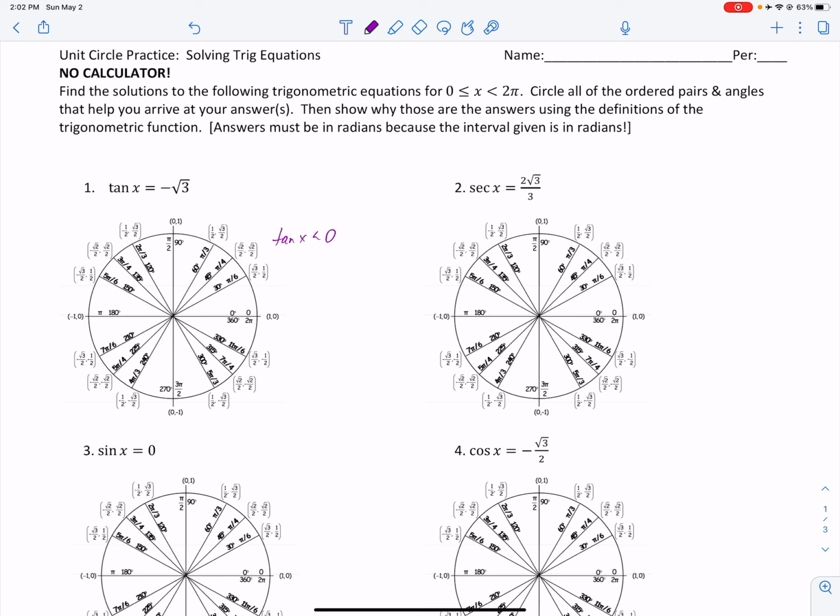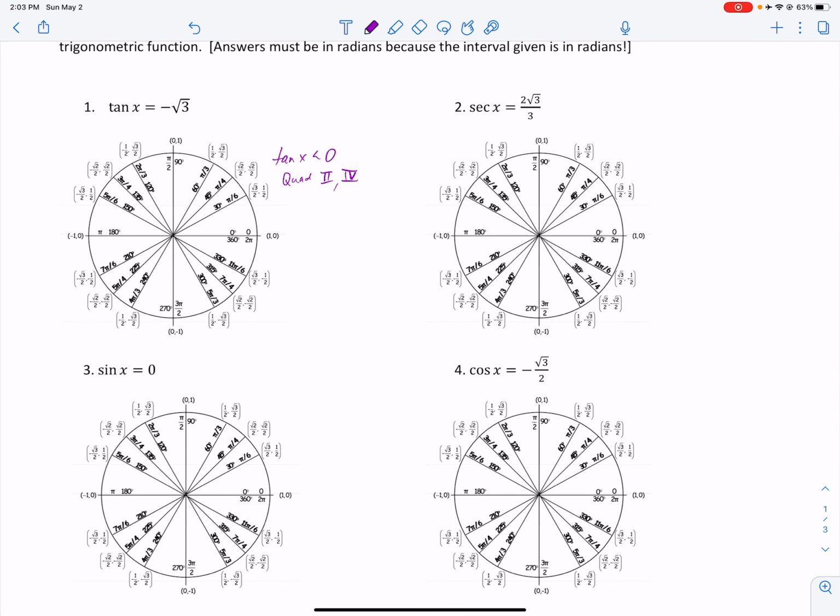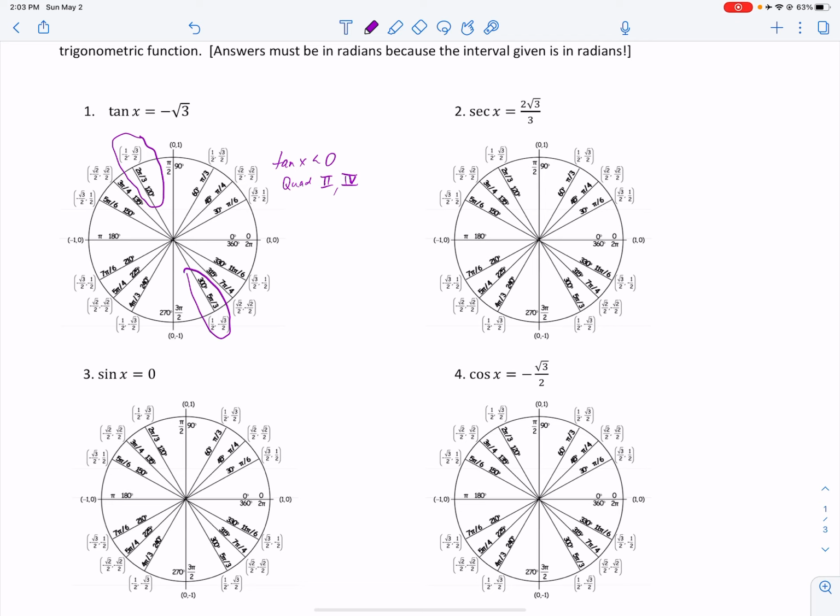Tangent works with y and x, and that's going to end up being negative in quadrants 2 and 4. That's where 1 is positive and 1's negative, so the ratio will be negative. And then you need to think, how do I get ordered pairs where the y over the x becomes root 3? And that's going to be where you have the root 3 over 2 divided by the negative 1/2. That's going to come out to root 3. That's your quadrant 2 angle. And here is your quadrant 4 angle.